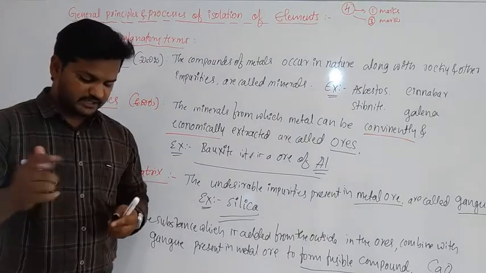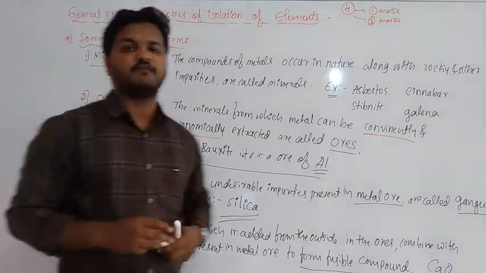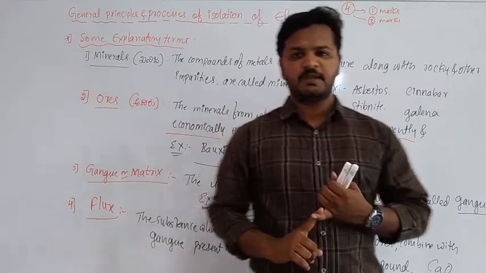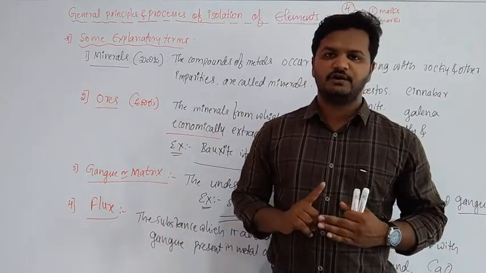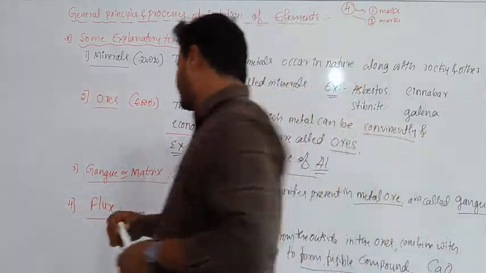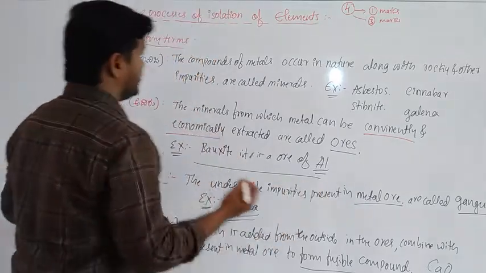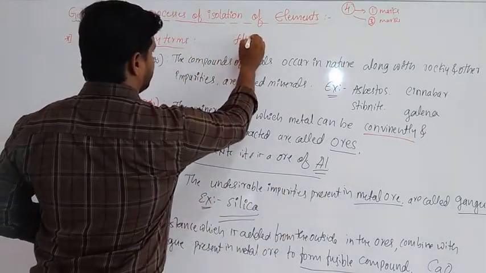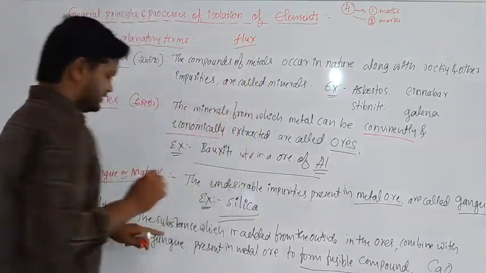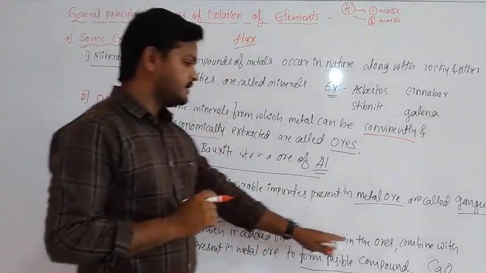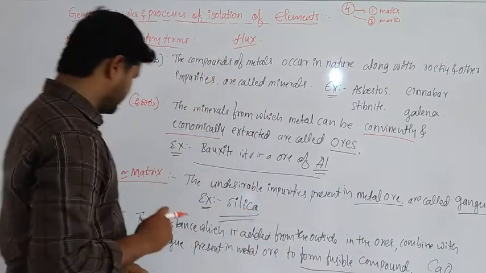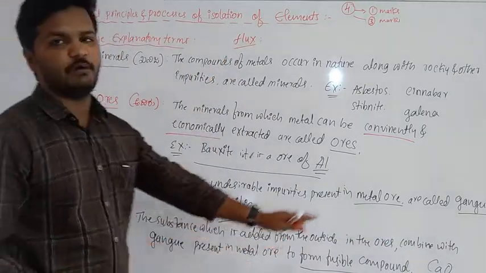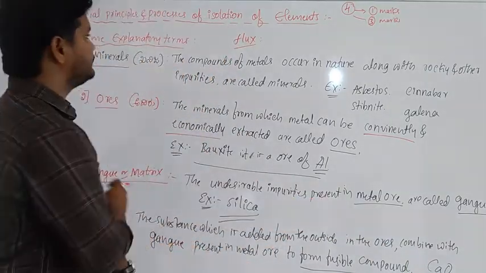Students, here there are three types of flux: acidic flux, basic flux, and neutral flux. I will write here. There are three types of fluxes. Fluxes means substance which is added from the outside in the ores, combined with the gangue present in metal ore to form fusible compounds.